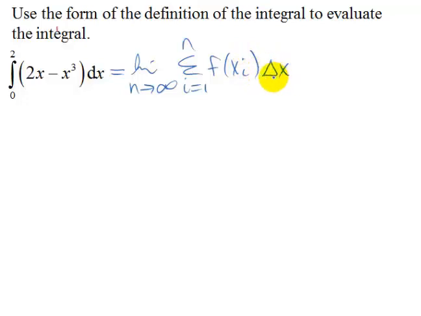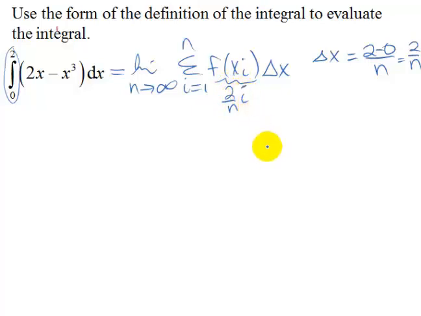Now let's look for our specific integral. We're looking from 0 to 2, so we can compute delta x. That's going to be 2 minus 0 over n, which is 2 over n. So our x sub i's, our intervals, are going to be 2 over n times i, and the function value there.